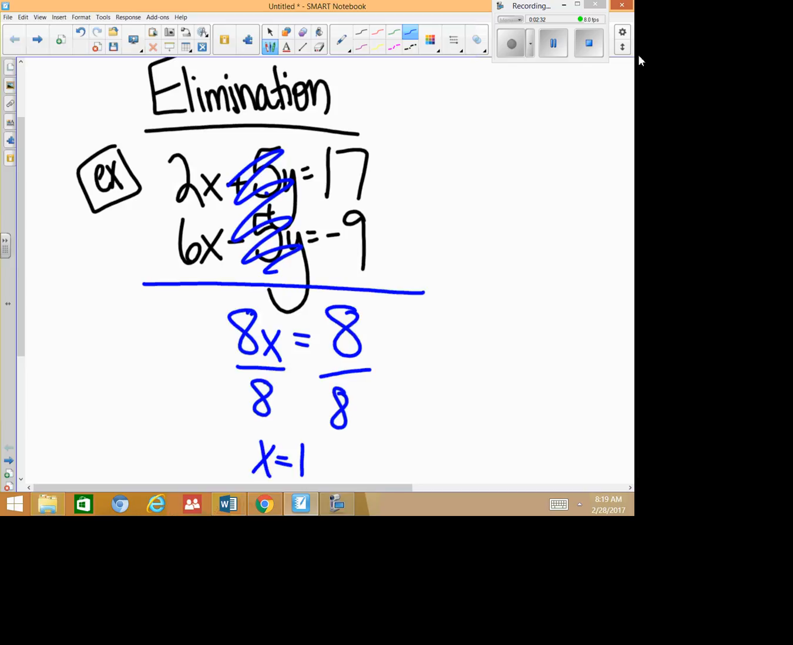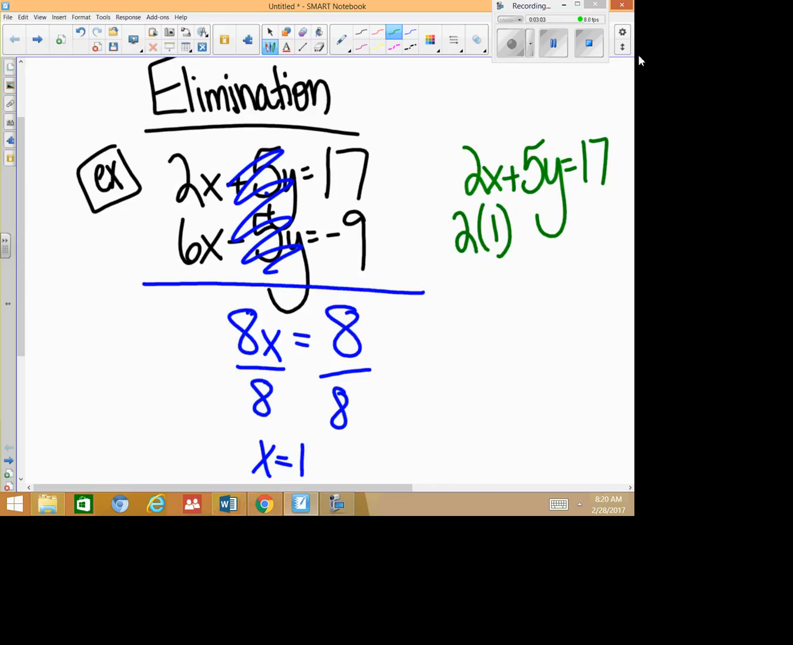So now what do I need to do? I found x. What's the other one? Go back and find y. You can pick either one. I'd probably pick this one. Number 1, it has no negatives. Number 2, it has smaller numbers. Doesn't matter, Grace could pick the bottom one. You'd still get the same answer. So 2x plus 5y equals 17. We'll plug a 1 in right there.